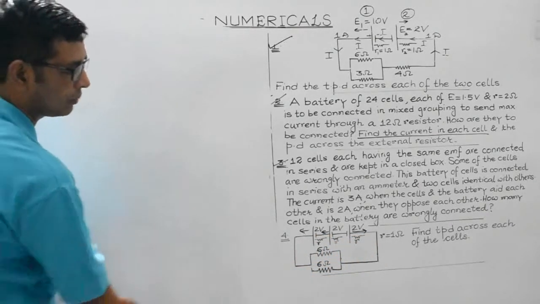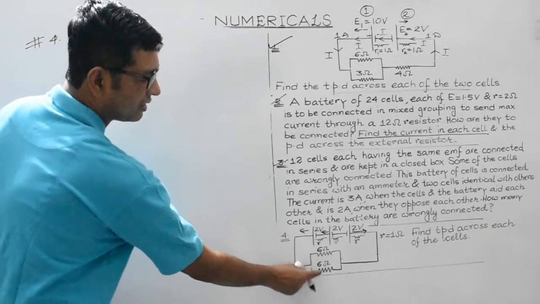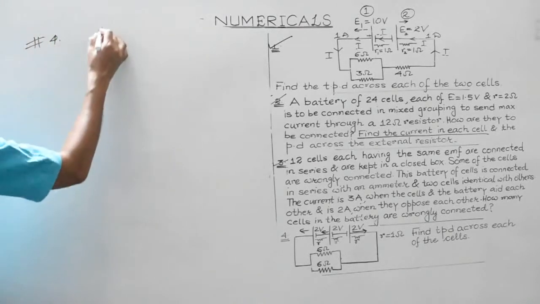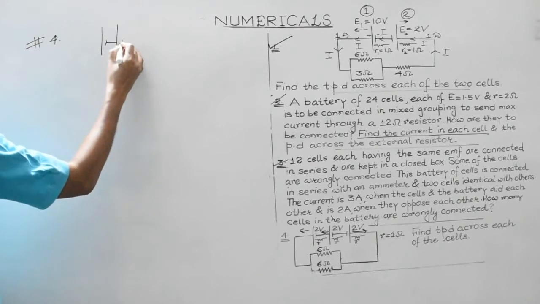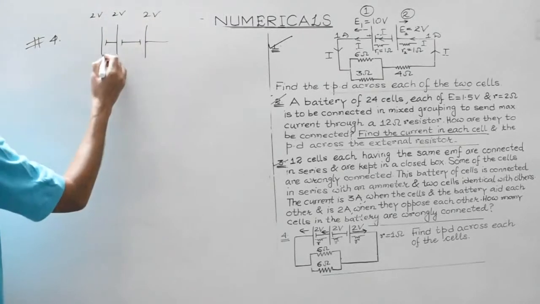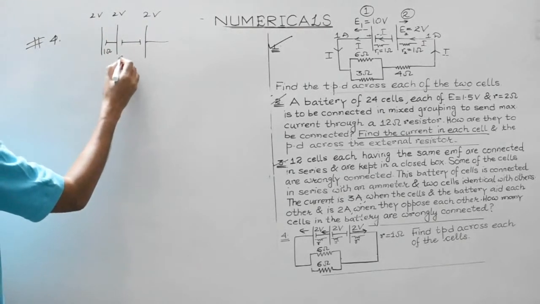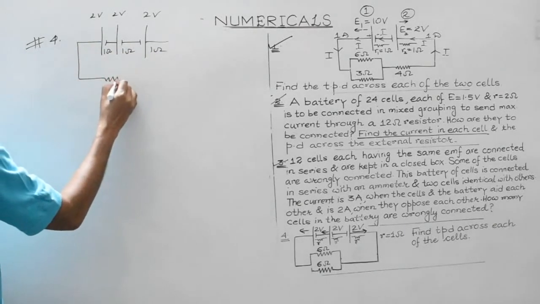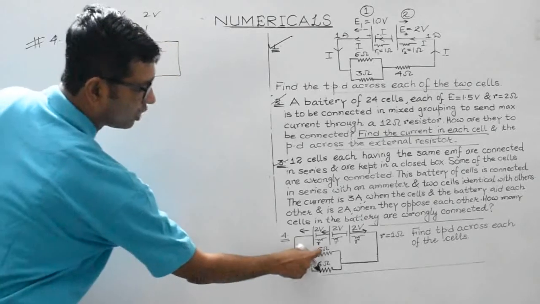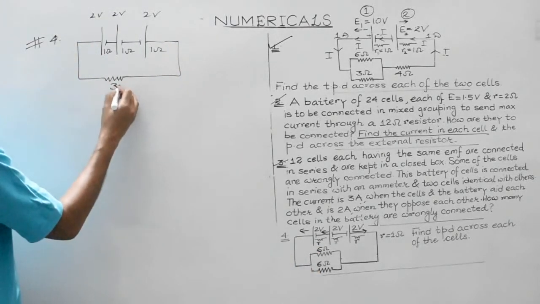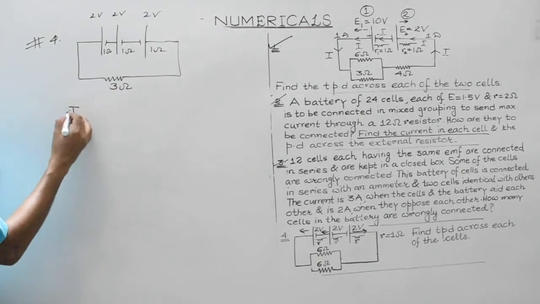And what about the net resistance? 6 and 6 are in parallel, so effective resistance will be 3 ohm. So this will be the circuit. This is 2 volt, this is 2 volt, this is 2 volt, and each of internal resistance 1 ohm. Each cell is having an internal resistance of 1 ohm. And external resistance, these 2 are in parallel. The parallel resultant of 6 ohm would be 3 ohm. So let's find out the net current first.